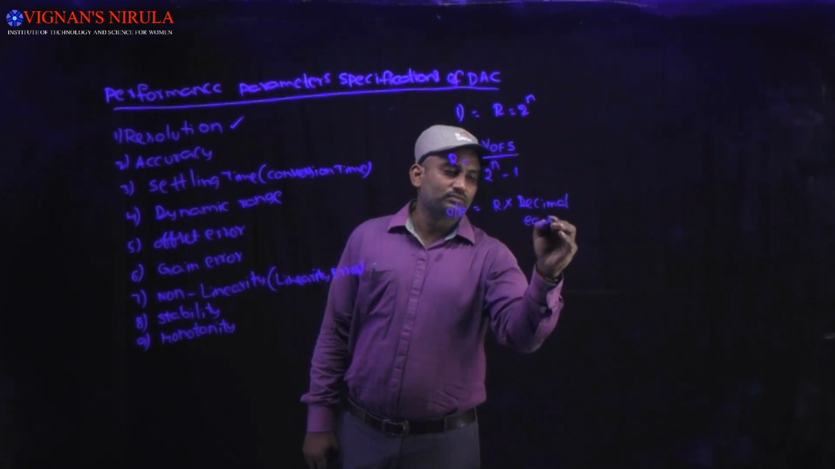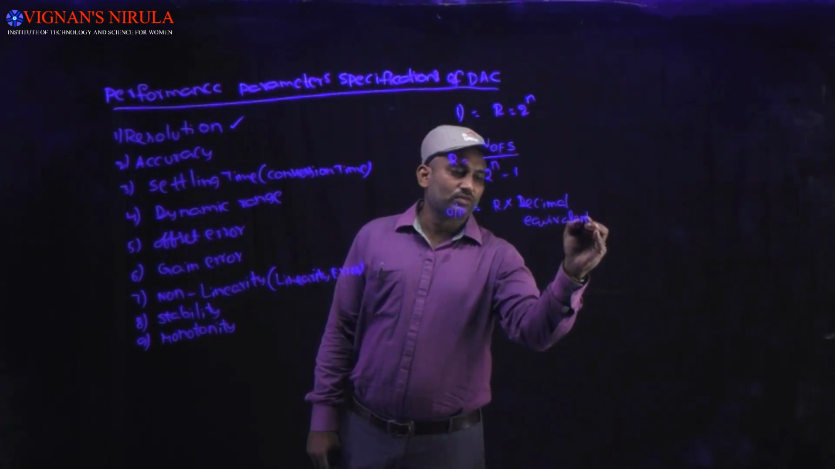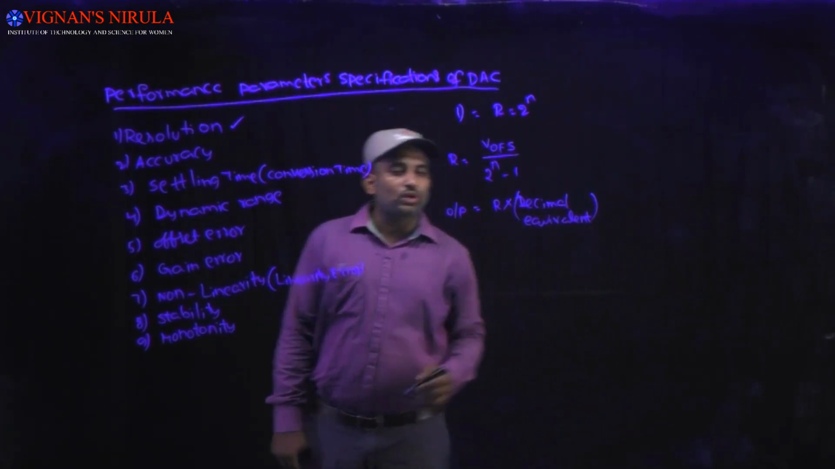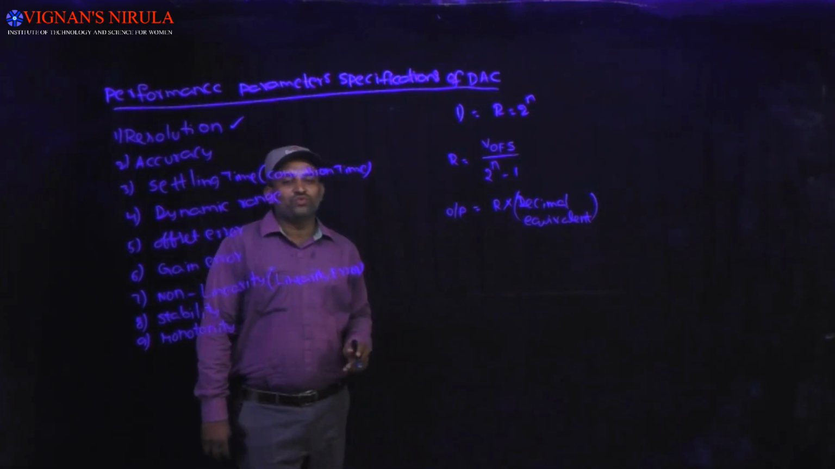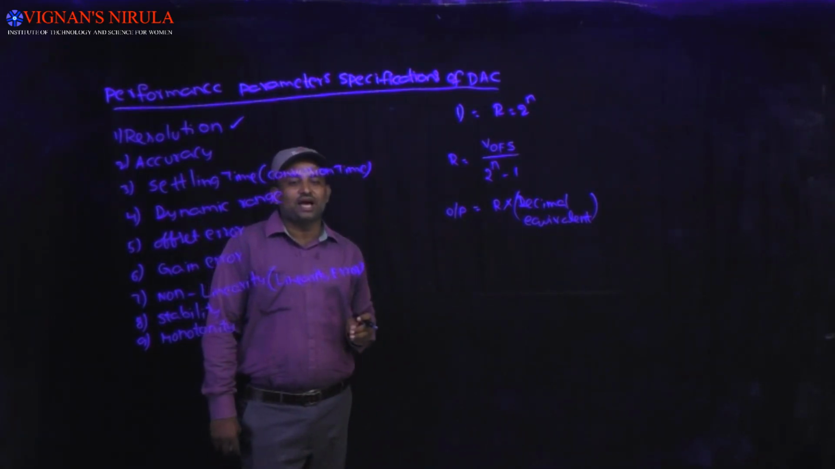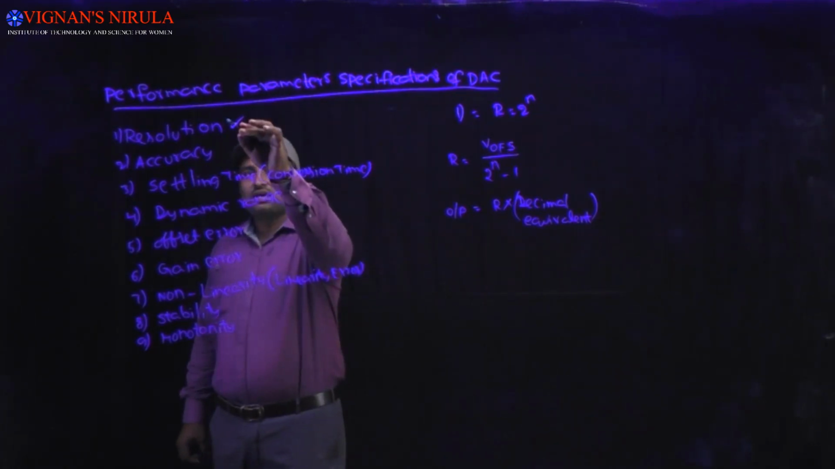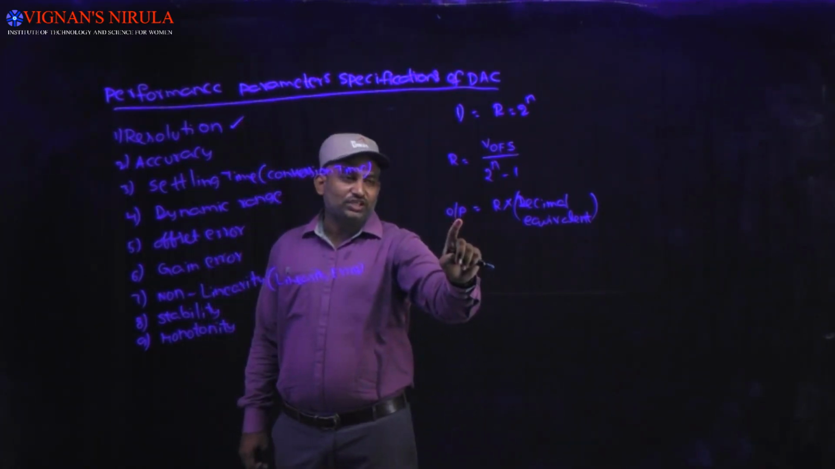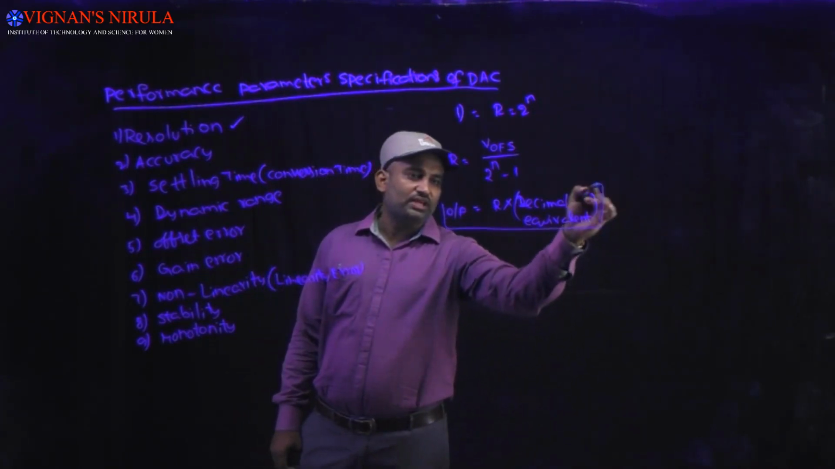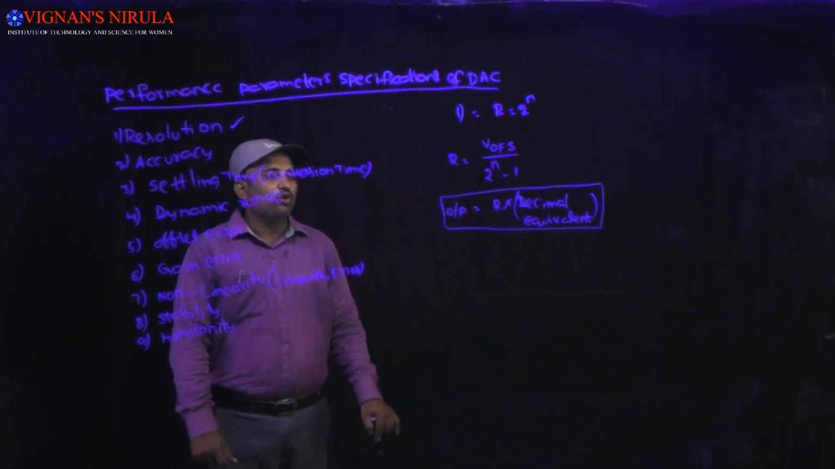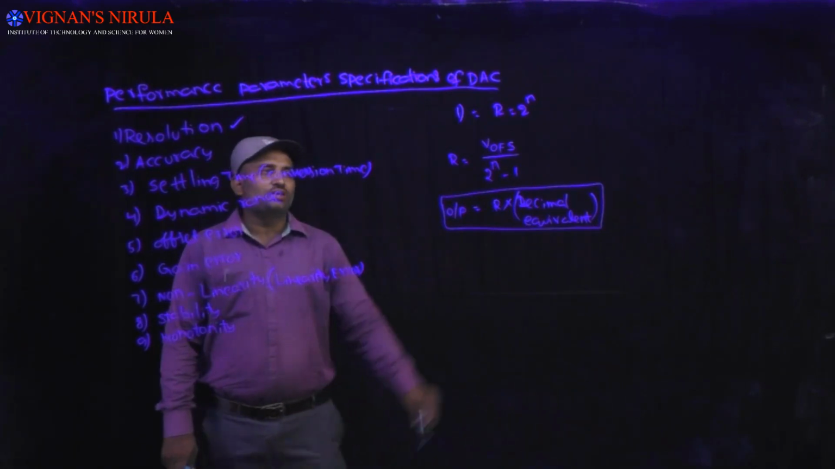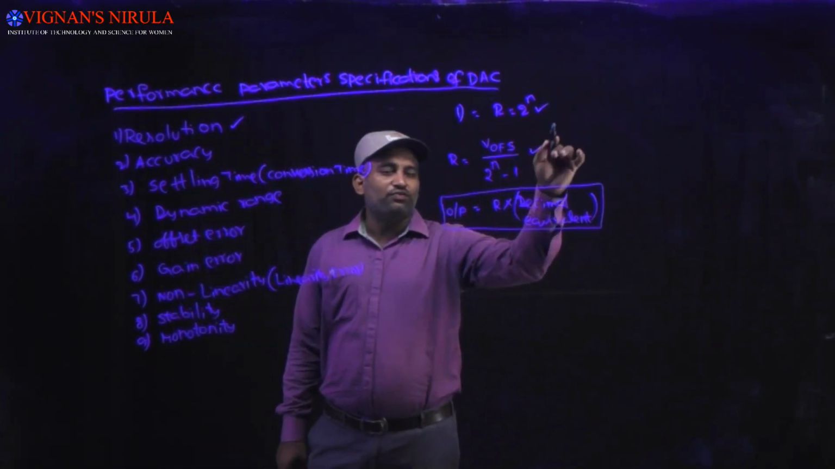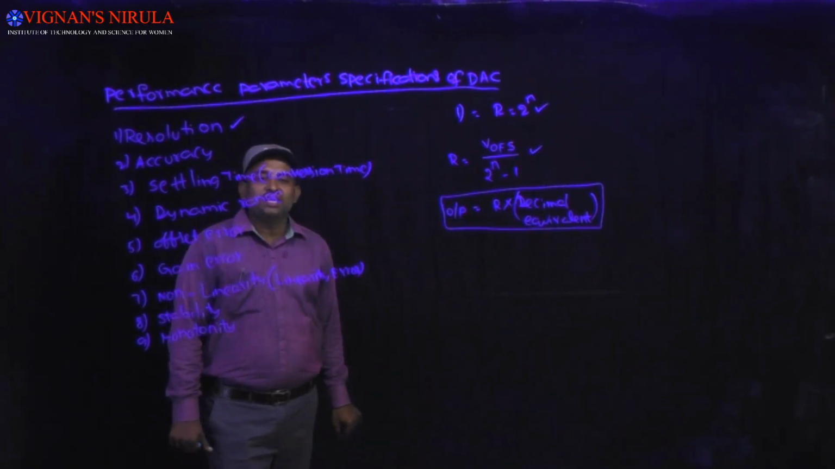Decimal equivalent of the digital value. With that we can calculate the output voltage, which is nothing but the output and input relation. By using this formula we can calculate the relation between output and input, and these two are the different ways of expressing the resolution.